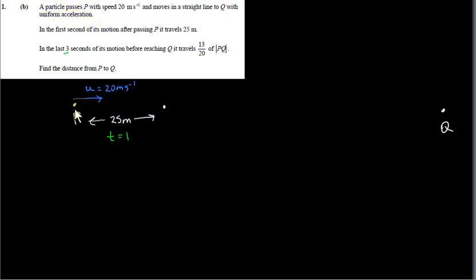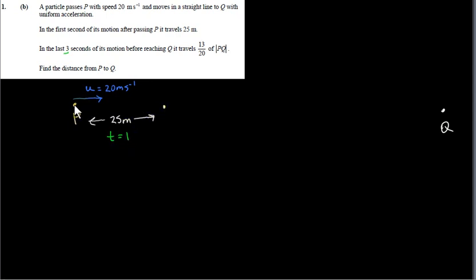A particle passes point P with speed 20 meters per second and moves in a straight line to point Q with uniform acceleration. In the first second of its motion after passing P, it travels 25 meters. So here I'm showing the distance travelled by the point in 1 second.